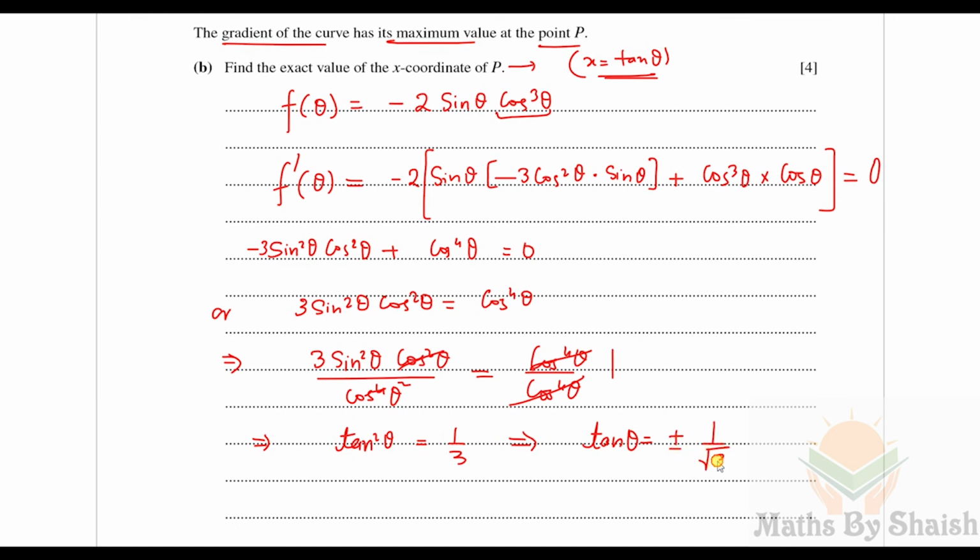But we can see from the graph that P was towards the negative side of x, so we will take the negative value. So the x coordinate is tan theta, that too minus 1 over root 3, because it should be towards this side. So that is the answer, and that's it for this video. We'll discuss the last 5 questions in the next video. Till then, thank you so much.